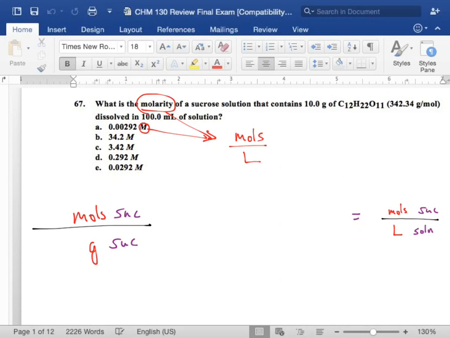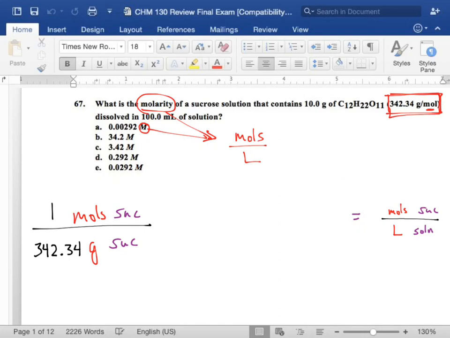Where do I find that relationship? I actually lied. They gave it to you. They actually gave you the moles right there. It's in the statement. That 342.34 is closest to what unit? Grams, which means that's 1 mole over that amount. I now have moles of sucrose exactly where I want it in the numerator.